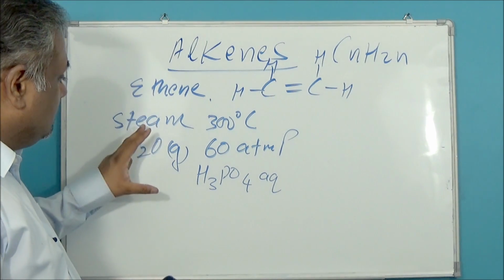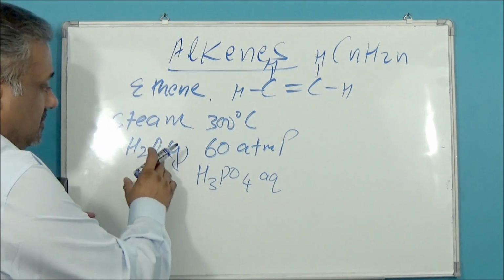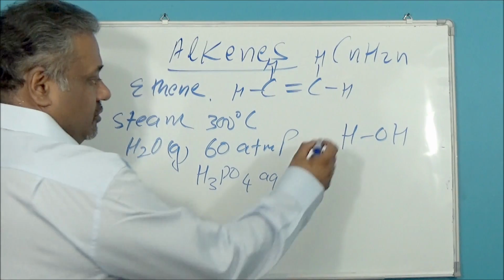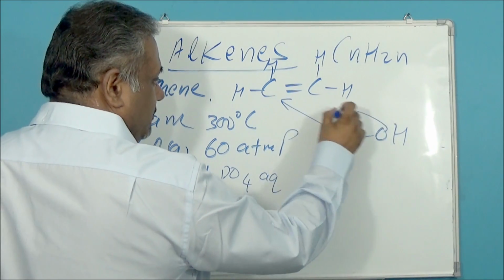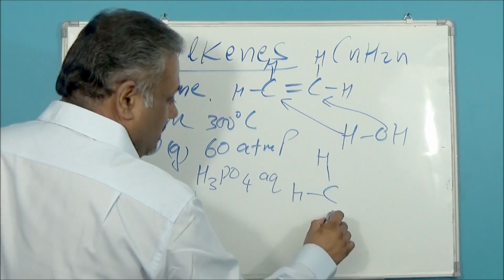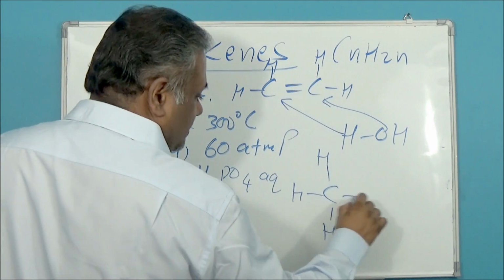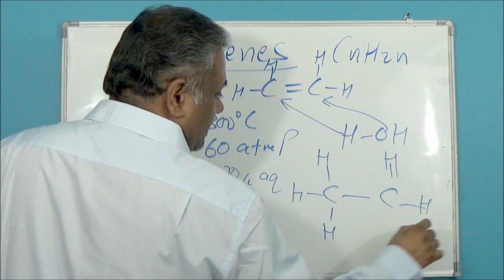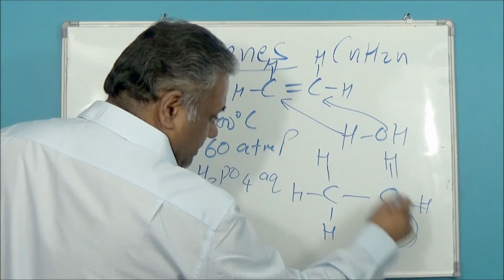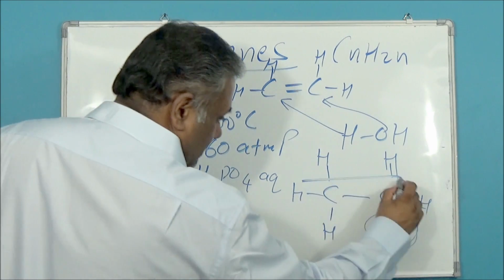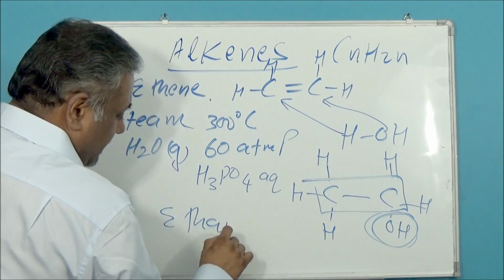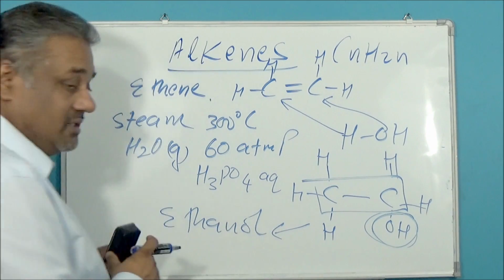Now when you react steam under these conditions, remember steam, H2O, is best understood if you just use it as HOH. So you could do the same, just give H to this one and give OH to this one. So as usual, carbon has two H's initially, one more H comes in, the double bond will change to single, two H's remain, OH comes in here. This compound, as you see, has OH, that means it's an alcohol. Since there are two carbons, I'm going to call it ethanol. So this is ethanol. That's basically how ethanol is manufactured.